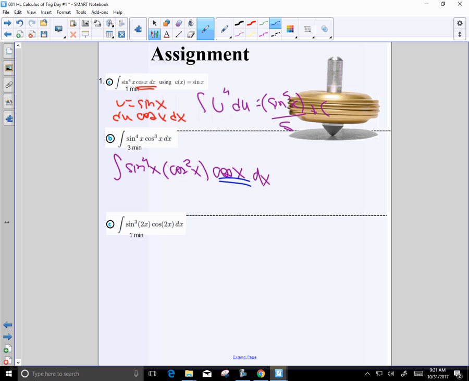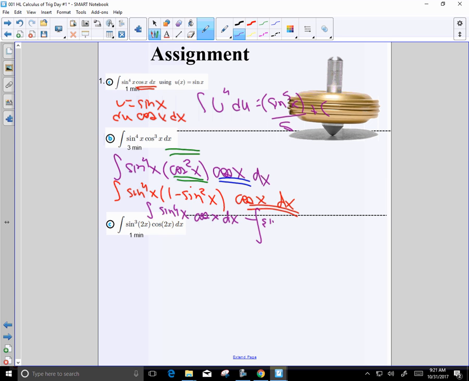So you're going to need to do a transformation of cosine squared x, and what are you going to transform it into? Yep, sine to the fourth x times 1 minus sine squared x times cosine. Now do we have this special cosine linchpin? And then all we have to do is multiply it out. So then this is just going to be sine to the fourth x cosine x dx minus sine to the what? Second, fourth, sixth x times cosine x dx.